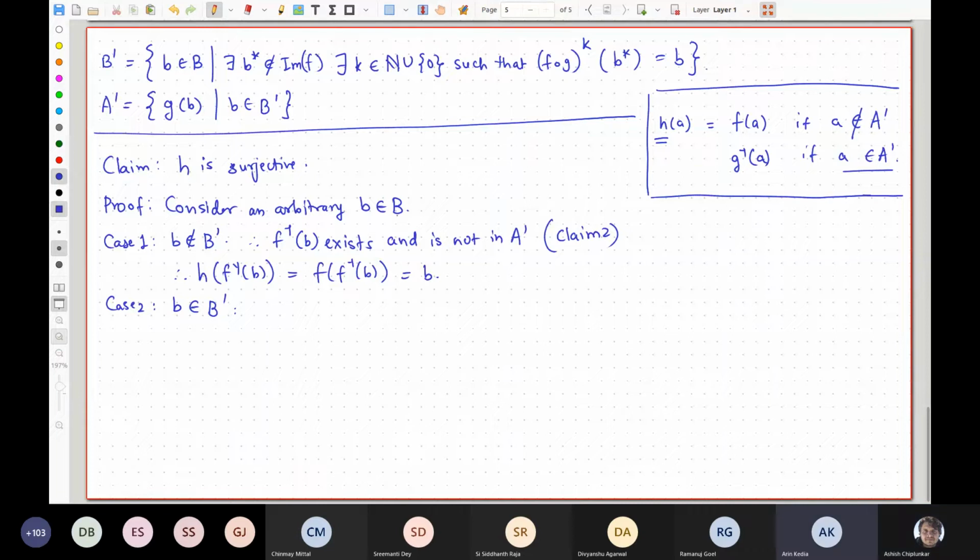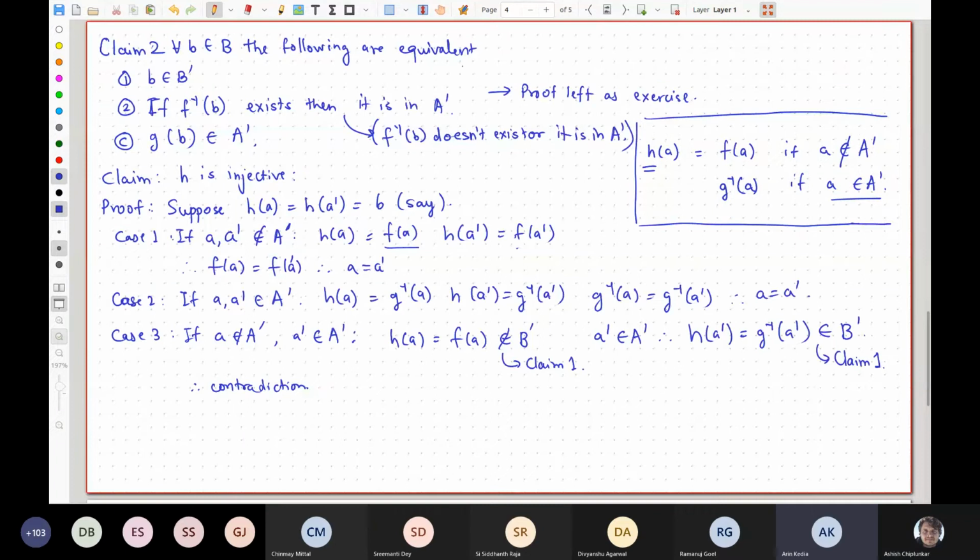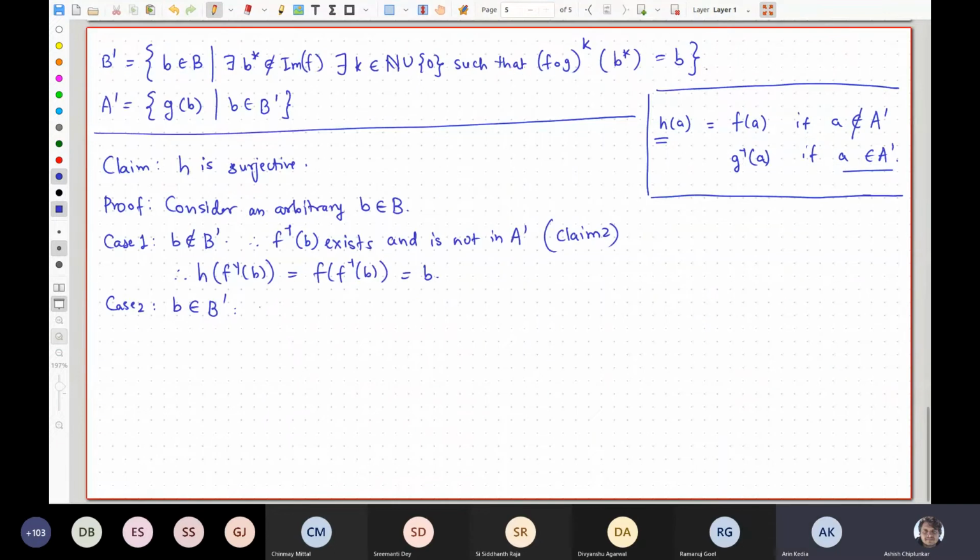Yes, sir. If B is in B prime, then G of B exists. This is helpful, no? If B is in B prime, then G of B exists, and it means G of B is in A prime. G of B always exists. Yes, good. That is the proof. So G of B is in A prime.